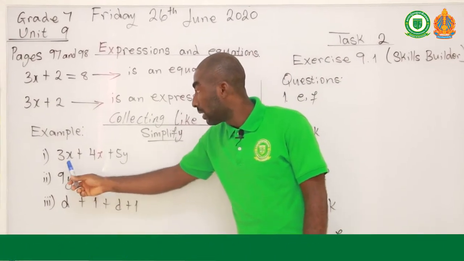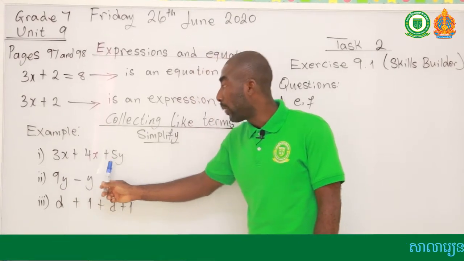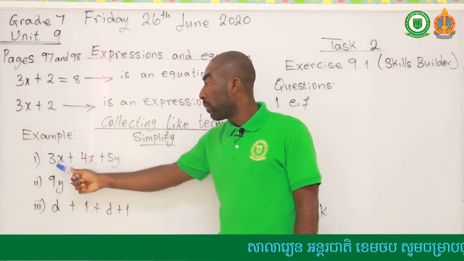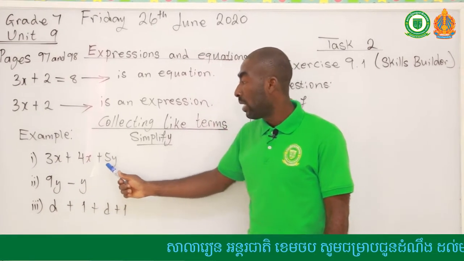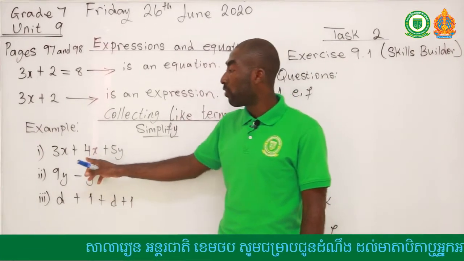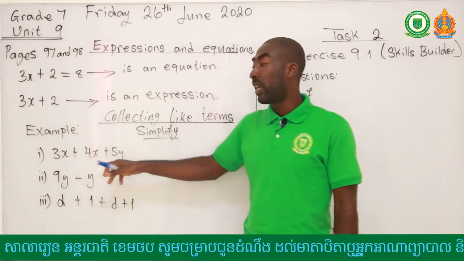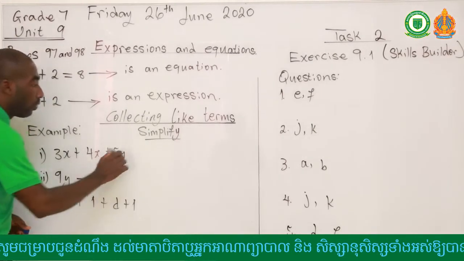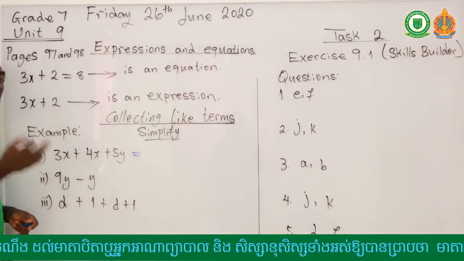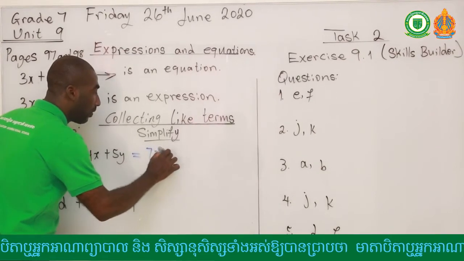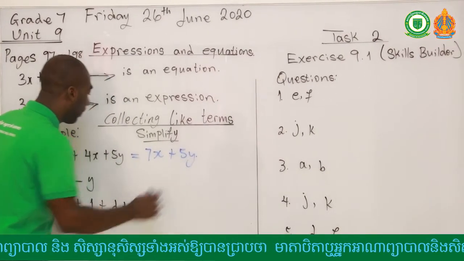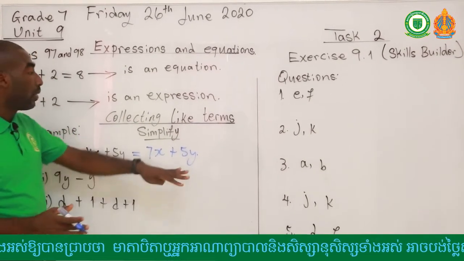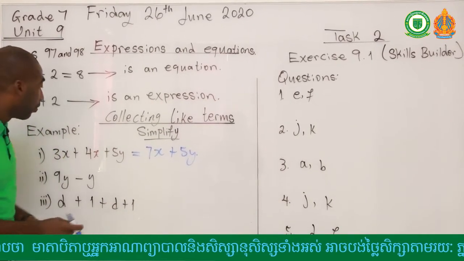So our first example, we are dealing with 3x plus 4x plus 5y. So if you look at this expression, the 3 is coming with x and the 4 is also coming with x, but 5 is with y, which means that we have to add 3x and 4x, and then we leave the y to stand alone as it is. Okay, so plus this will give us 7, so we'll have 7x plus 5y. So we cannot add these two because this is x and this is y, so we leave it like that as our solution.